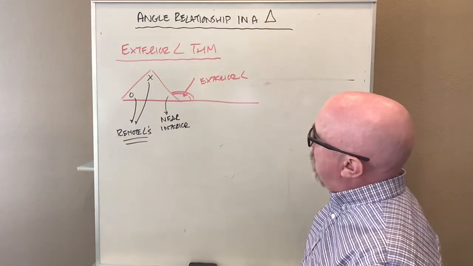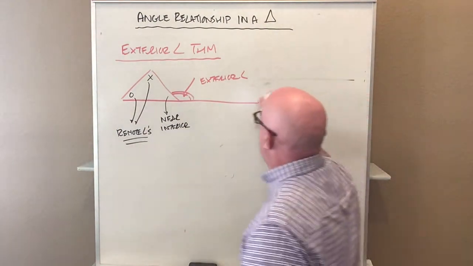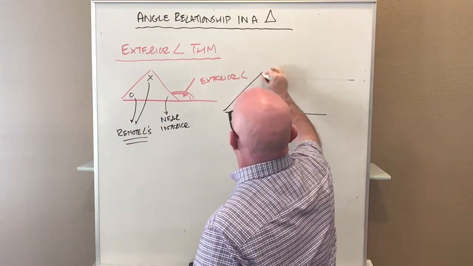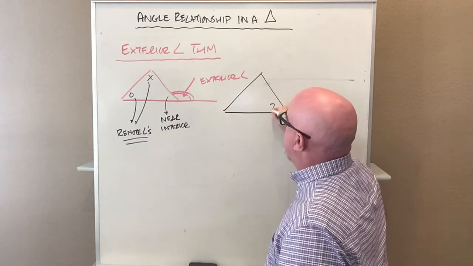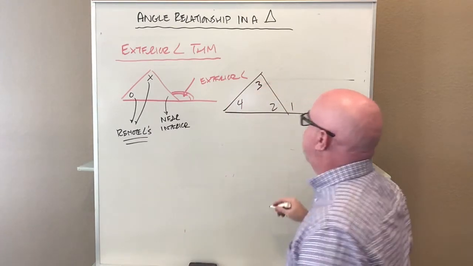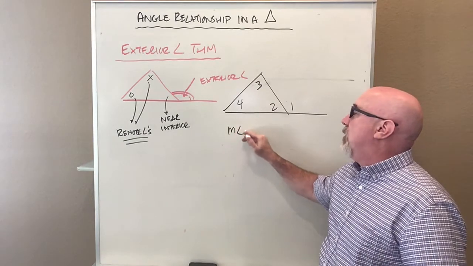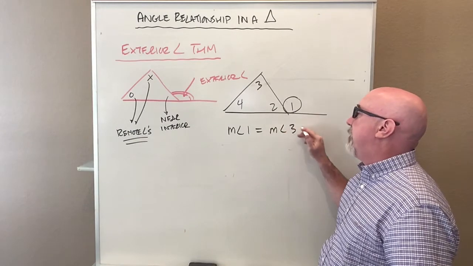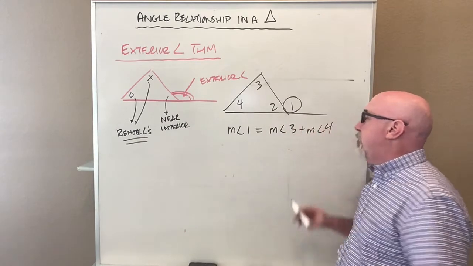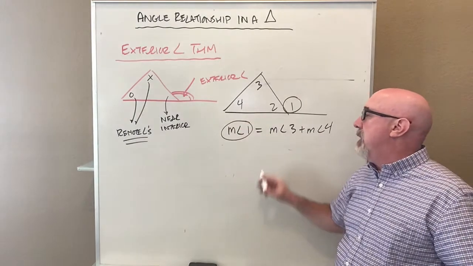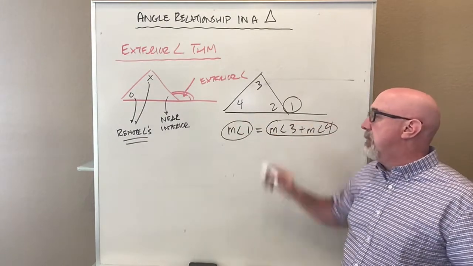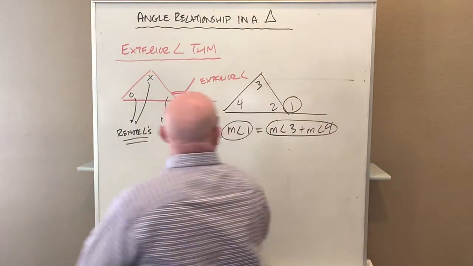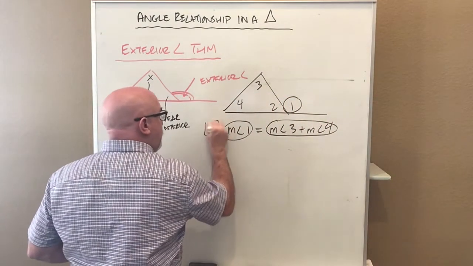Now, what is the theorem then? How does this work? Well, the theorem claims, and we're going to prove it, that the measure of angle 1, this exterior angle, is equal to the measure of 3 and 4, the two remotes. The exterior is equal to the two remotes. So let's give that a try. Let's see if we can prove that. So this is what we want to prove.